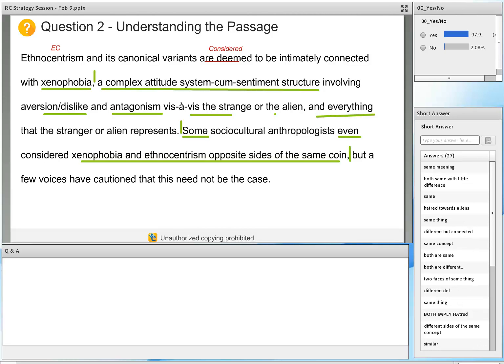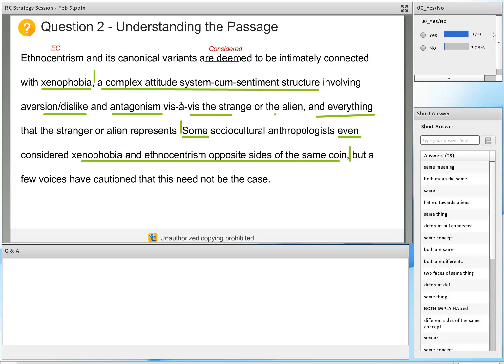They are related to each other if they coexist. That's what it means in the context of this passage. The author started the passage saying that EC is intimately connected with XP. Okay, that's what the author said. And then he's saying that according to some experts, there are some people who even think that they are opposite sides of the same coin, who even think that they coexist. Opposite sides of the same coin always exist together, right? If there's heads, there has to be tails.